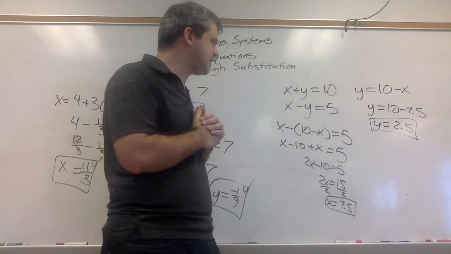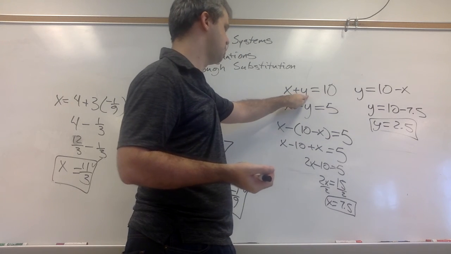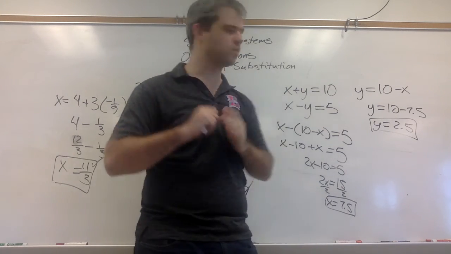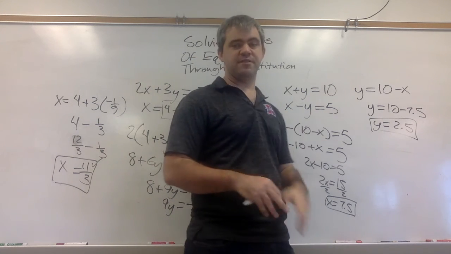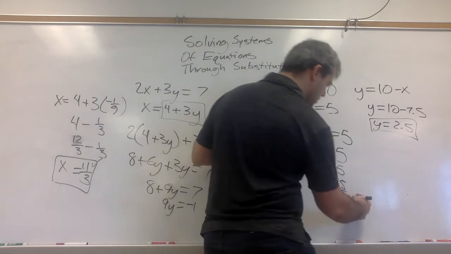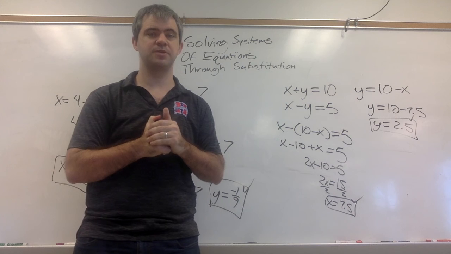And since this one's easy to check, let's just check this real quick. 7.5 plus 2.5 equals 10. That's correct. 7.5 minus 2.5 equals 5. That is also correct. So that is my solution to the system of equations.